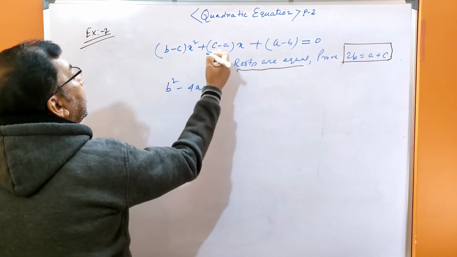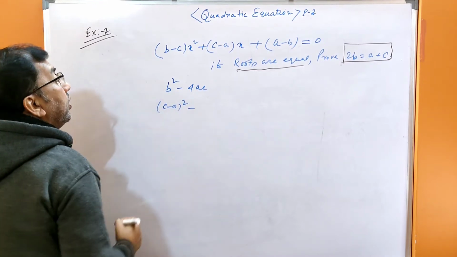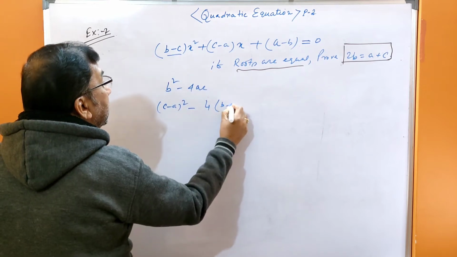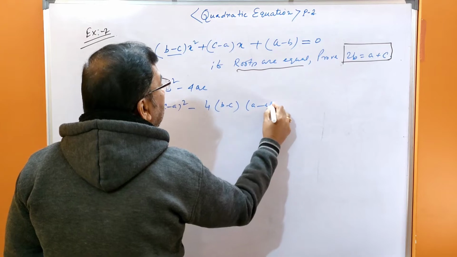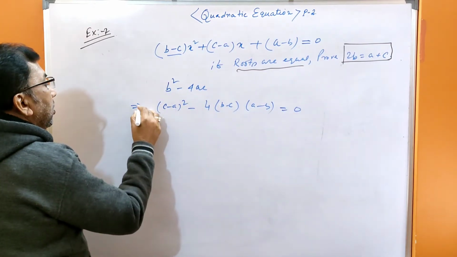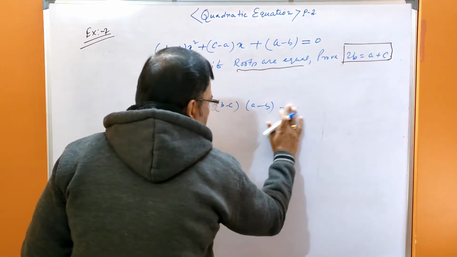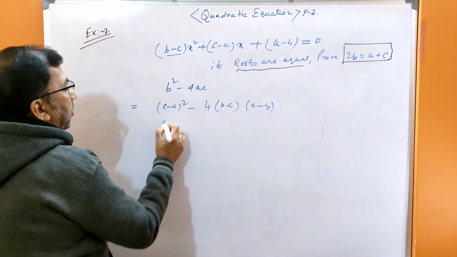That means b square, what? b is (c minus a) whole square. b square minus 4ac, 4 into what? a means (b minus c), and c means (a minus b). So b square minus 4ac equals to 0. And finally you have to find out the value. First find out the value, then see what will be there.